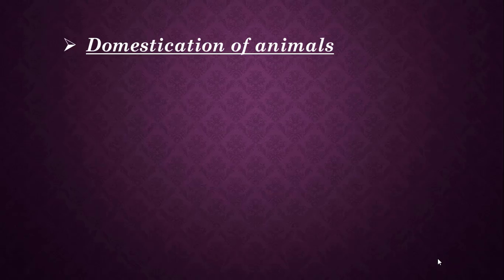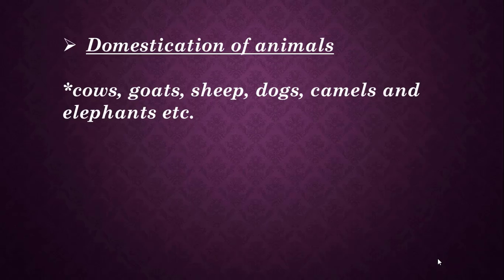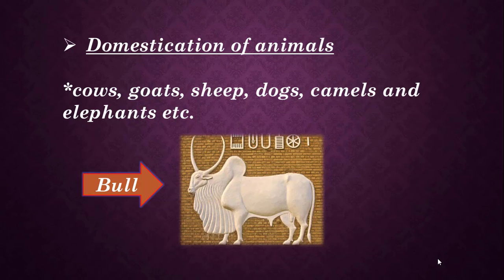Domestication of animals. Animals were kept on a large scale by Indus Valley people. Animals like cows, goats, sheep, dogs, camels, and elephants, etc. were domesticated by Indus Valley people. But a large number of skeletons of bulls have been found from Indus Valley, which shows that it was the bull who had the most significance among all these animals.